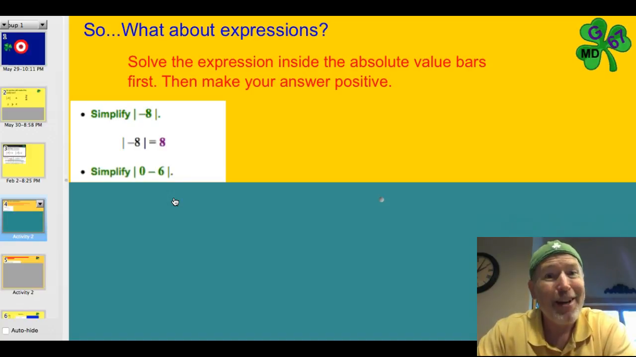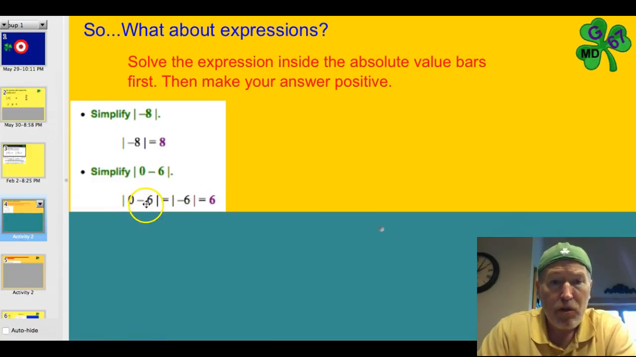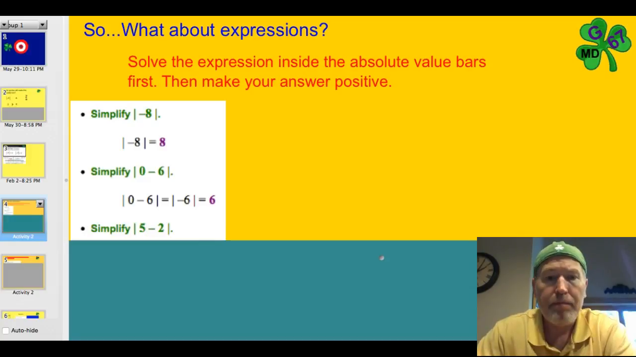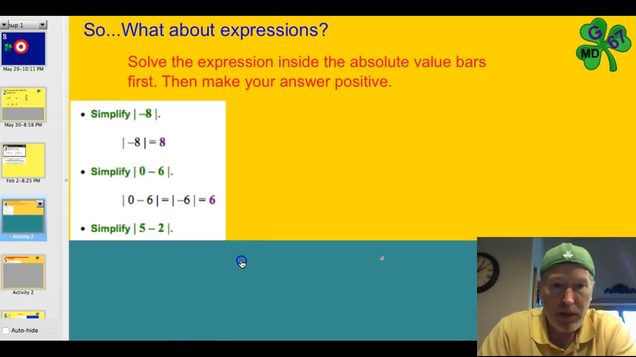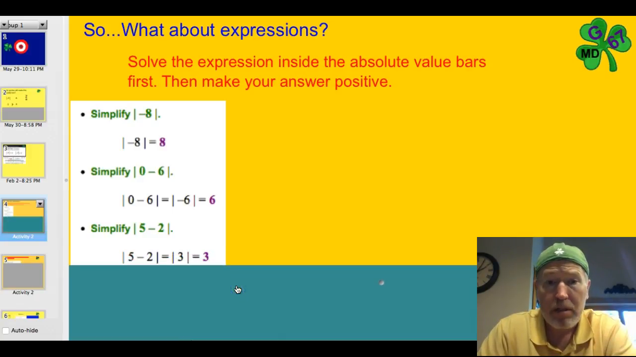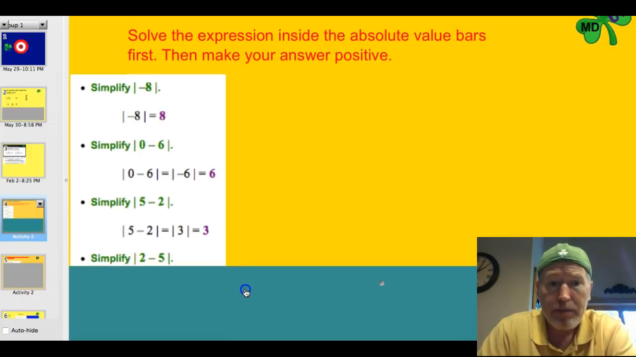How did you do? Now we've got a little bit of an expression to solve. Well, 0 minus 6 is -6, but the absolute value of that is 6. Now you're getting the hang of it. Try this one. That's a pretty simple one. 5 minus 2 is 3. The absolute value of 3, or the distance from 0, is 3. All right, keep rolling. Try this one.